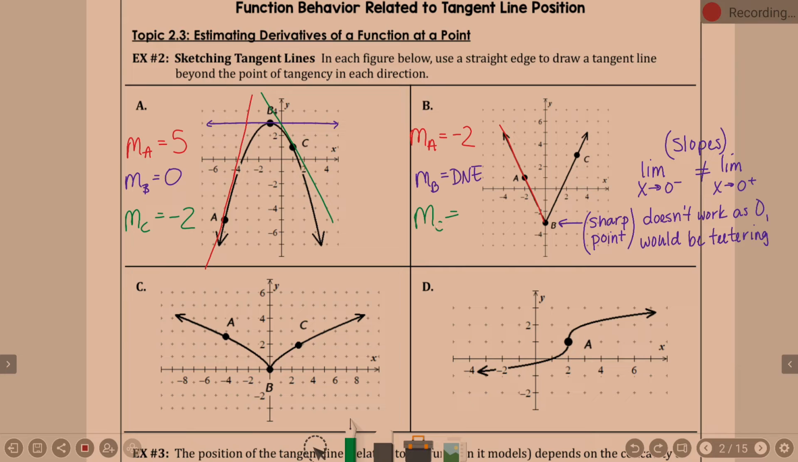What about C? 2. I'm assuming it's going to be 2 without even counting because it looks equivalent. That's an absolute value, right? It is an absolute value of V. So it'd be perfect. At least assuming that's what it looks like.